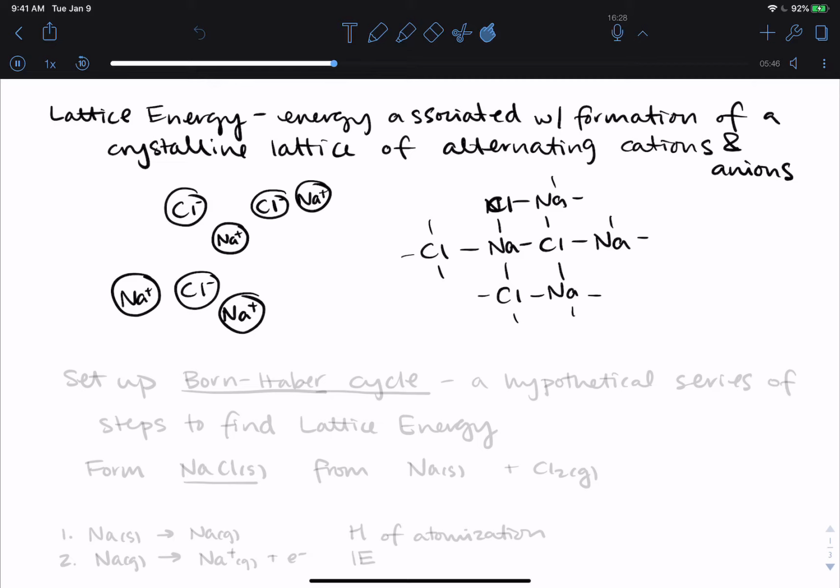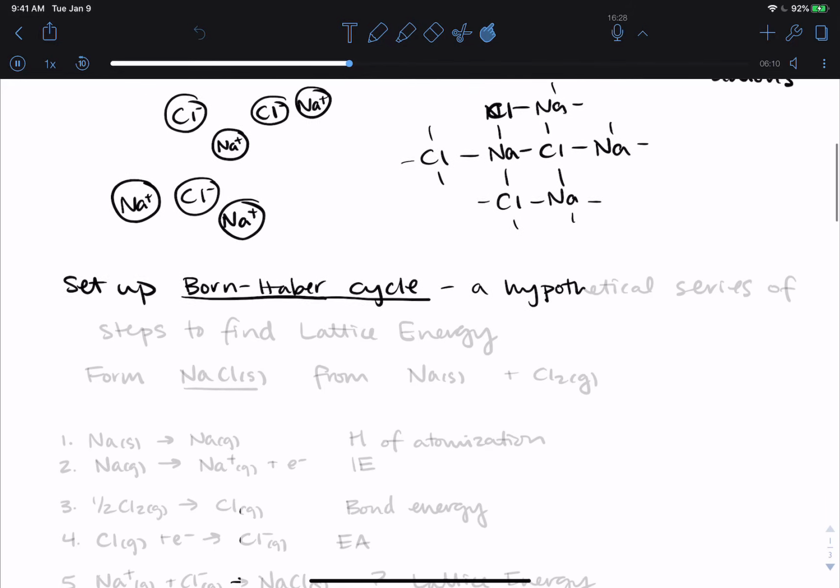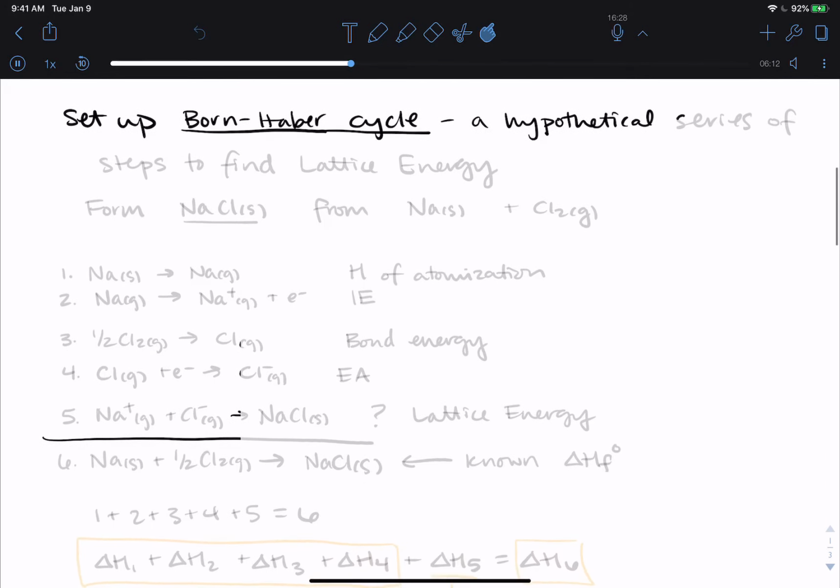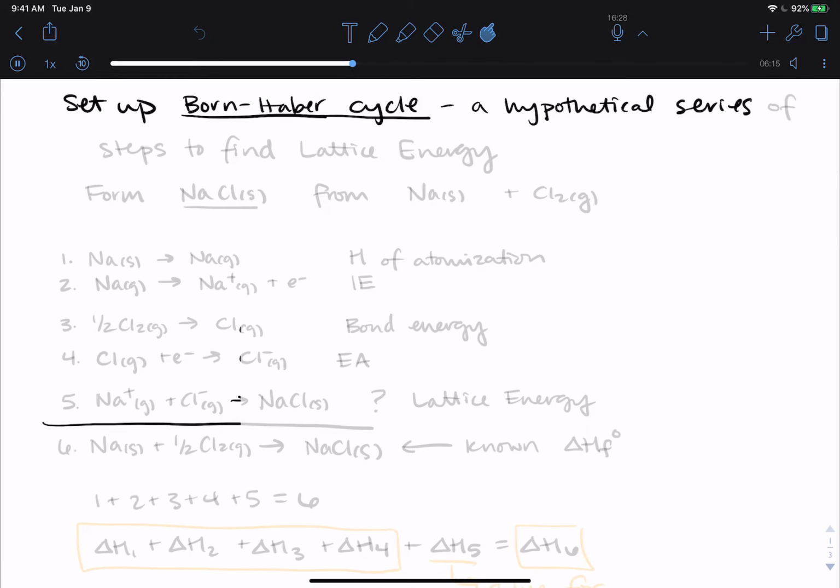And so what we do is we set up something called a Born-Haber cycle, which is also the name of the reaction that has come up a couple of times as we're doing equilibrium. And this is a hypothetical series of steps that applies Hess's law to find the lattice energy.